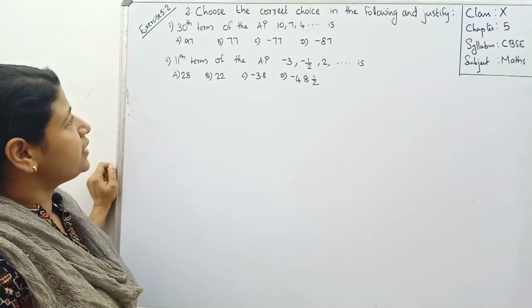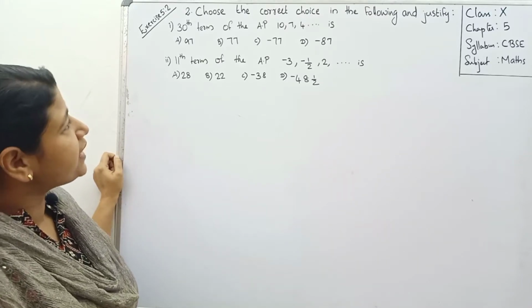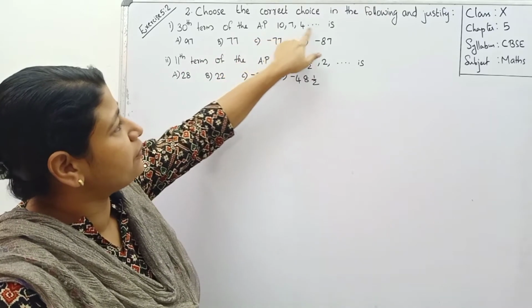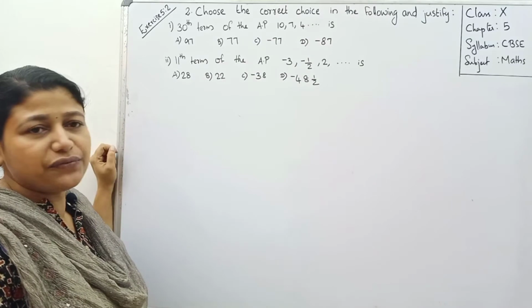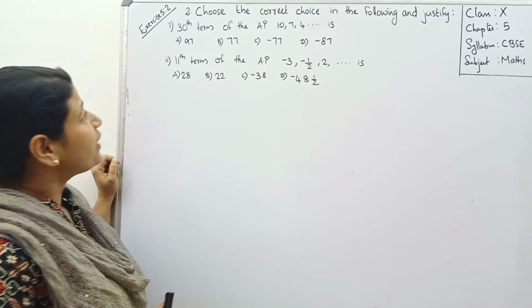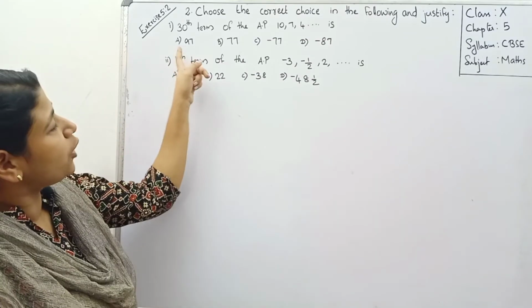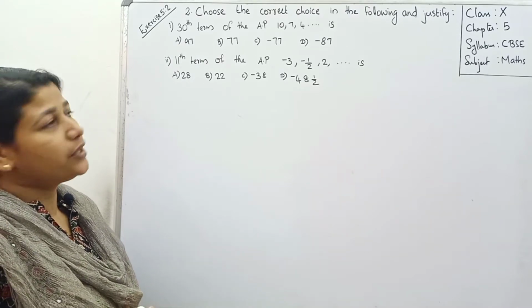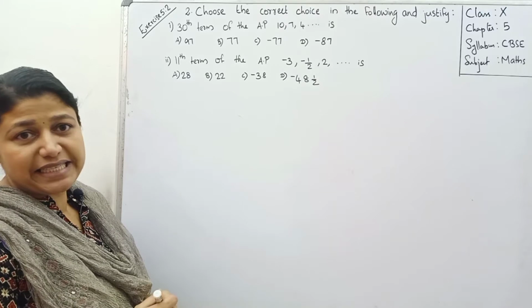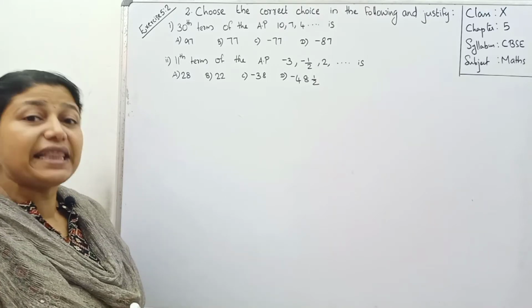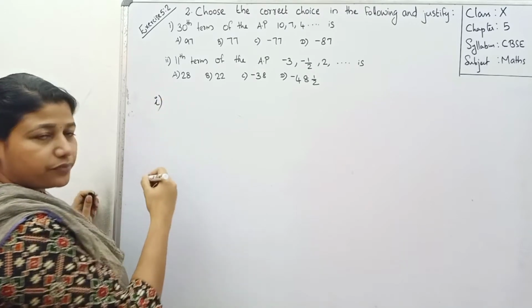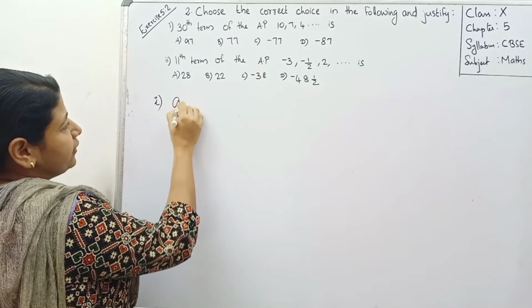So what's the first question? You have to find out the 30th term of this particular AP, 10, 7, 4, etc. Four options are given, and one of them will be the answer that you have to find out. So we have already studied how to find out the nth term of an AP, isn't it? So for the first question, we can write the formula to find the nth term.